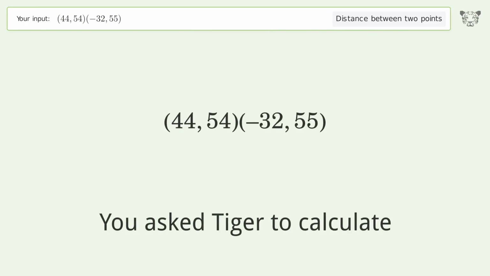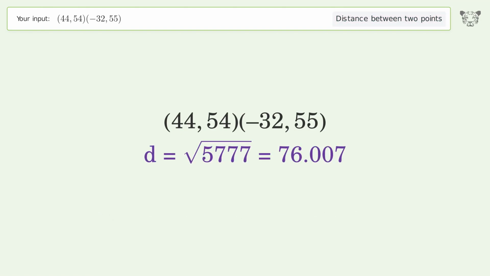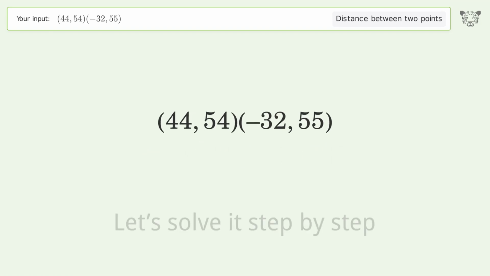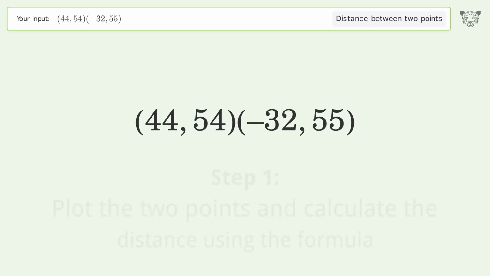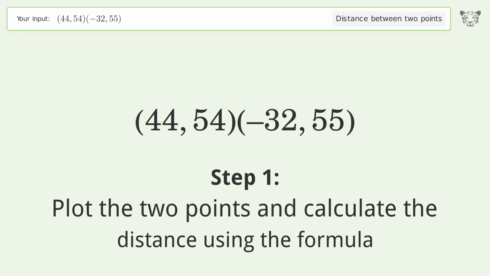You ask Tiger to calculate. This deals with the distance between 2 points. The distance between the 2 points is the square root of 5,777, or 76.007. Let's solve it step by step. Plot the 2 points and calculate the distance using the formula.